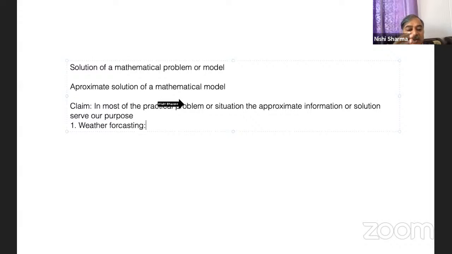So the information whether it would be a raining day or non-raining day is sufficient for me, or for many practical purposes, rather than knowing exactly how much rain there would be, or whether it would be heavy rain or moderate rain.